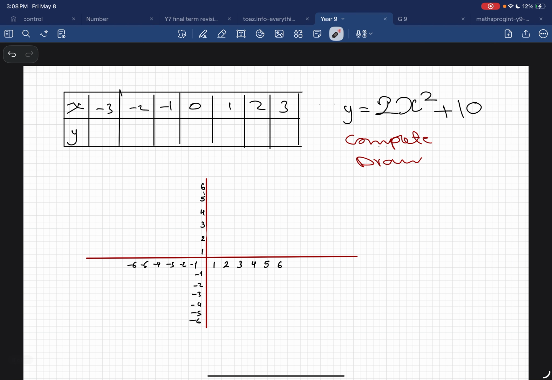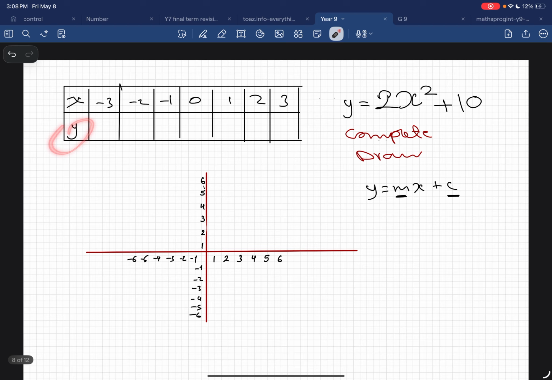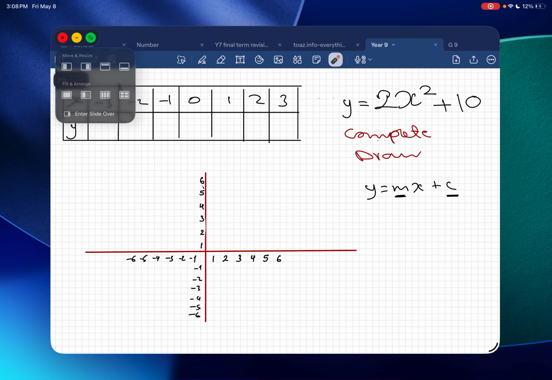So how do you complete this one here, having the straight line equation given to you? A straight line equation basically, guys, is y equals mx plus c. This m is called the gradient. This c is called the y-intercept, which I showed you earlier. We don't care about this. What we care about here is that we need to find the values for y. Simply, all you gotta do is the following. The equation is 2x squared plus 10, right? So let's put it here.